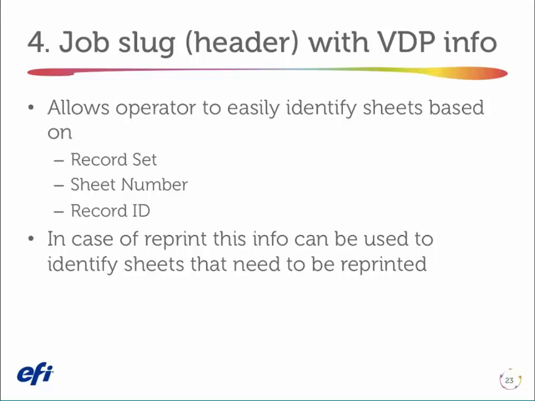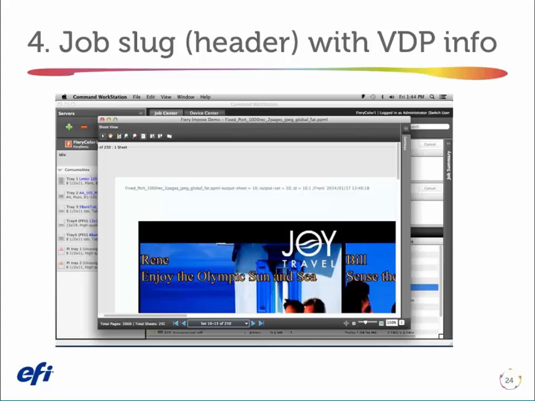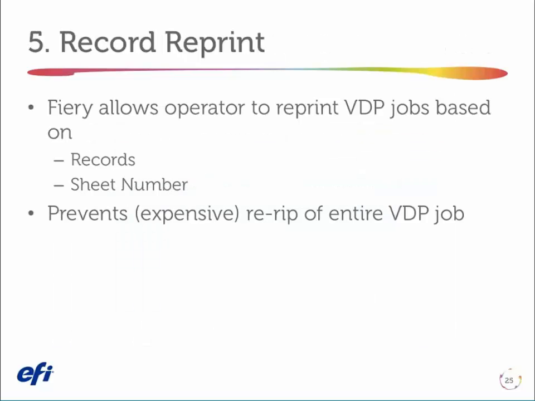When enabled, VDP Info is shown in the Job Slug. We will show sheet number, record set, and record ID, and you can use these properties to reprint your VDP job. Which brings me to the fifth VDP feature on the Fiery, which is called record reprint.